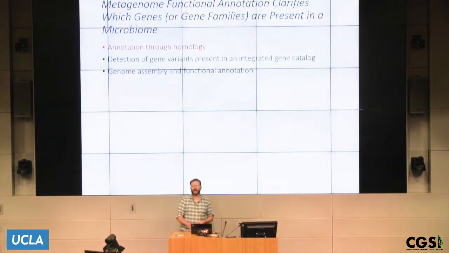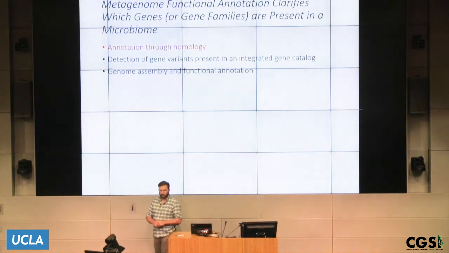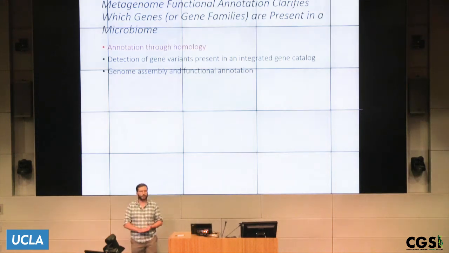Now, there are a couple of different strategies that people have implemented to do this. Today, we're going to talk about the one at the top of this list, annotation through homology. It's probably the simplest approach, the most straightforward, and probably the most widely used. There are some important considerations that we have to think about when we conduct functional annotation through homology inference.